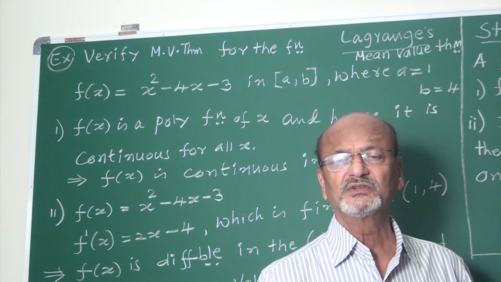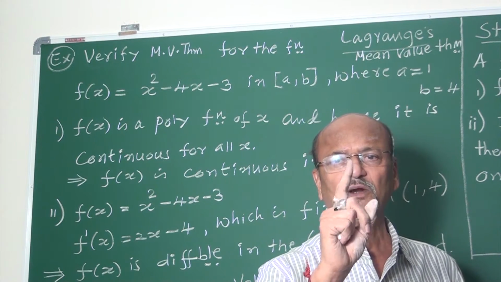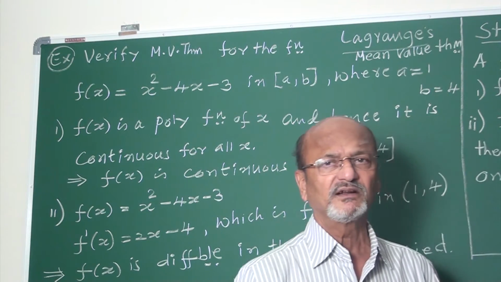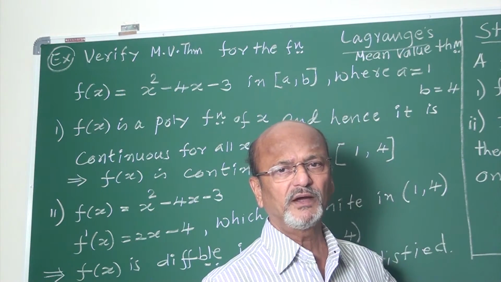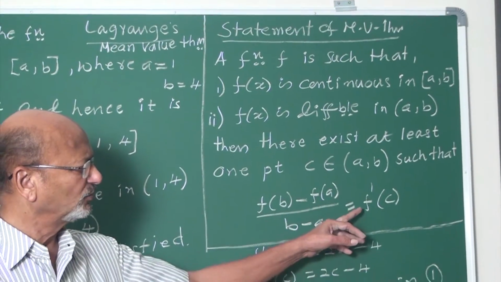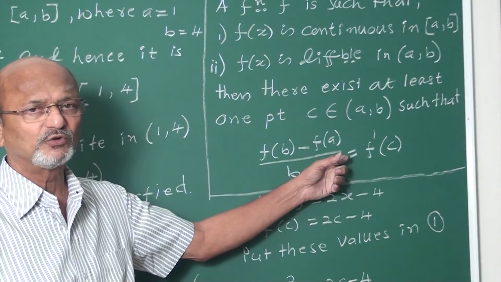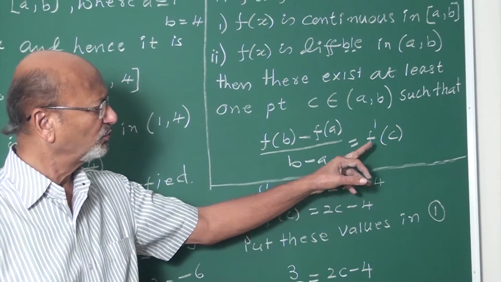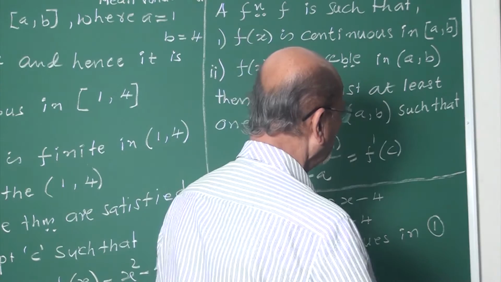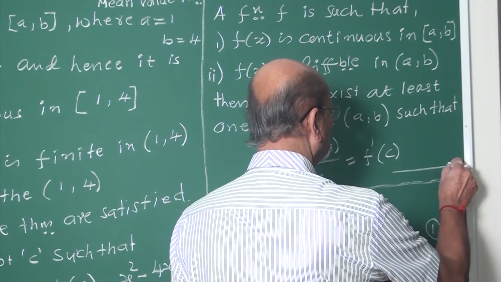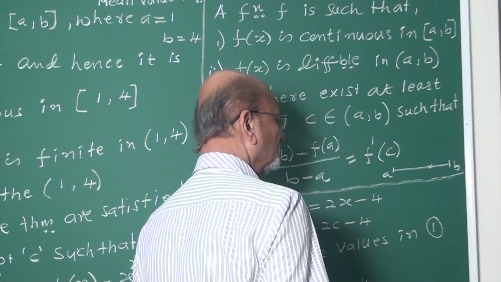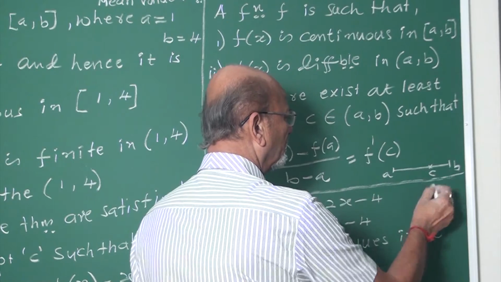Then you must show that there exists a point, at least one point c, in the open interval (a, b) with this property: (f(b) minus f(a)) upon (b minus a) equals f dash c. This we have to verify. If this is true, it is true for a point in the open interval (a, b). That point must be inside the open interval, that is, c must lie inside.